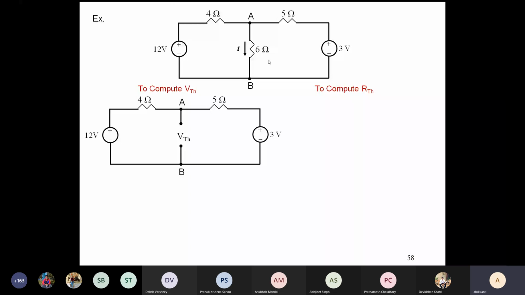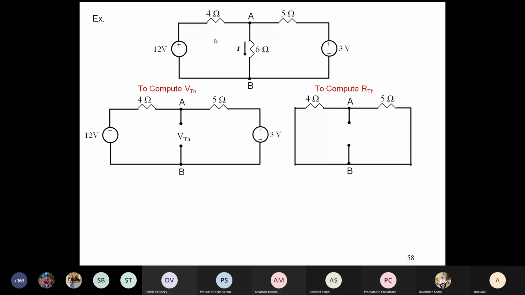Similarly, to compute RTH, it is basically the same circuit. The 6 ohm resistance is removed, and then you have to de-energize the voltage sources. De-energizing means shorting. So this is the circuit. What is the resistance across these two? The equivalent: 20 by 9. It is the parallel equivalent of 4 and 5, so it is basically 20 by 9.